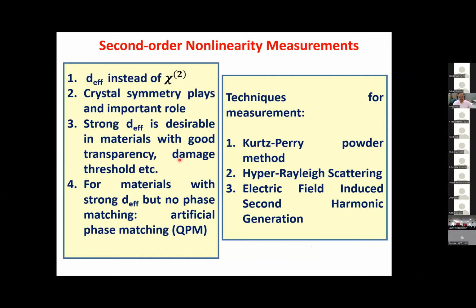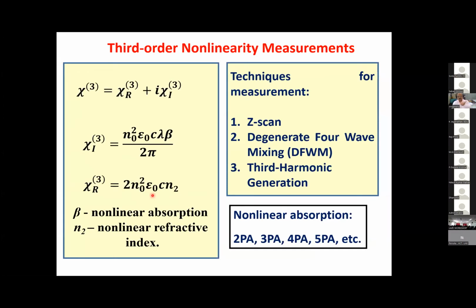There are materials with strong D effective, for example gallium arsenide, but the phase matching is not possible, so people have come up with artificial phase matching techniques. I'll discuss some of them in this talk. For third order measurements, you have the Z-scan, the degenerate four-wave mixing, and third harmonic generation. These are the three most popular techniques for measuring Chi3.